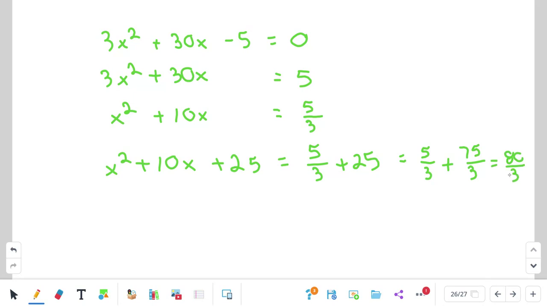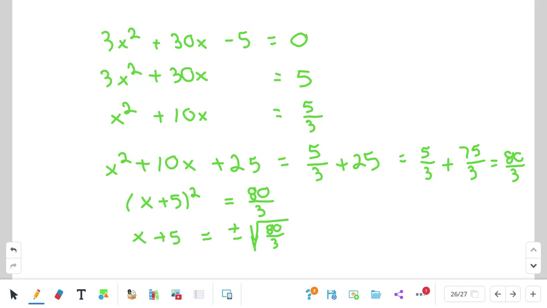Okay, so now I can do exactly what I did before. Write this as x plus 5 squared equals 80 over 3. Okay, square root both sides. X plus 5 is plus or minus square root 80 over 3. Okay. If your teacher expects you to rationalize the denominator, you can watch a video on how to do that. I'm just going to leave it as plus or minus the square root of 80 over 3 for right now.